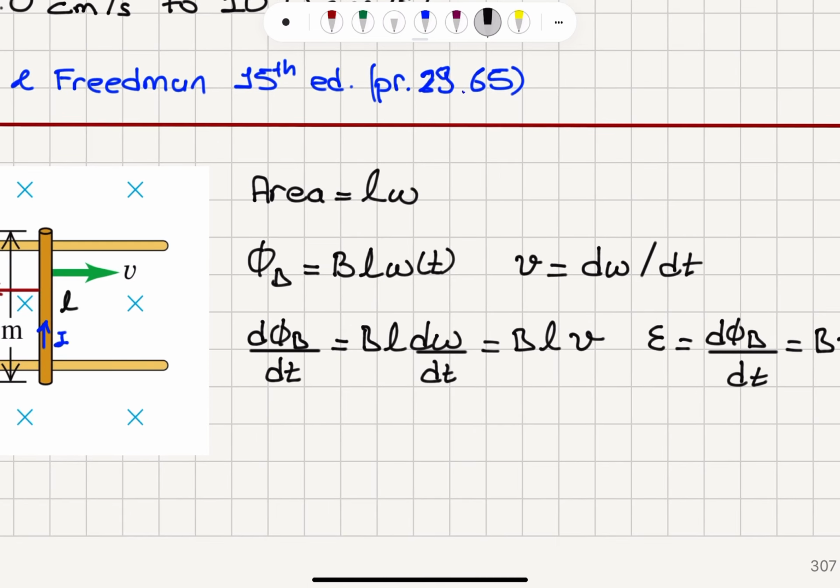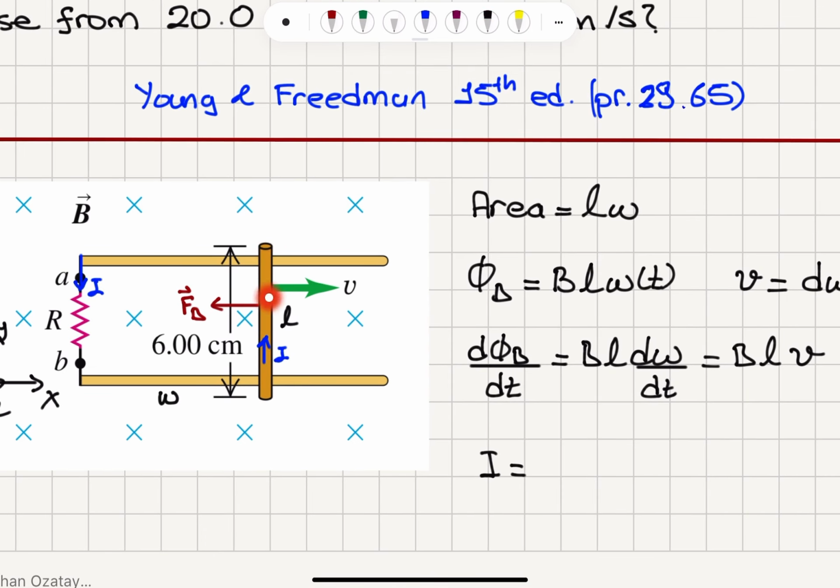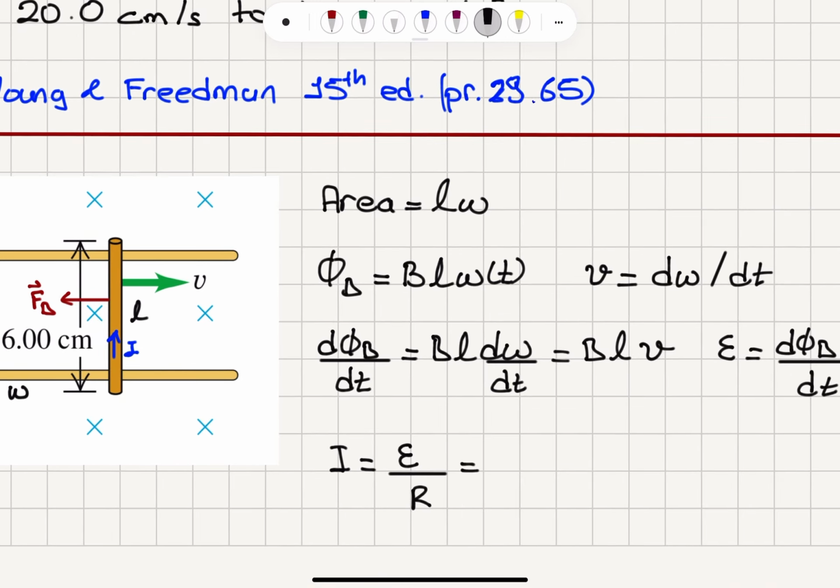So we can calculate the current that is induced on this bar. Since we're neglecting the resistance of this bar and the rails, the only resistance that is significant is this capital R. So the current induced will be epsilon divided by R, which is B v L divided by R.